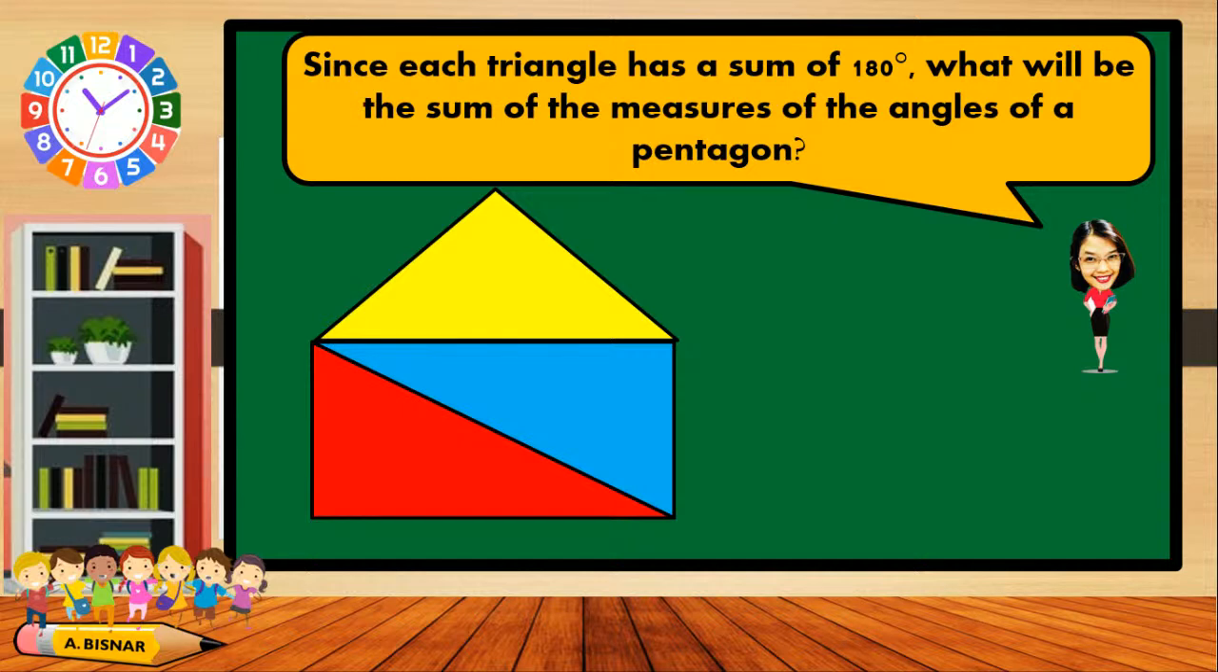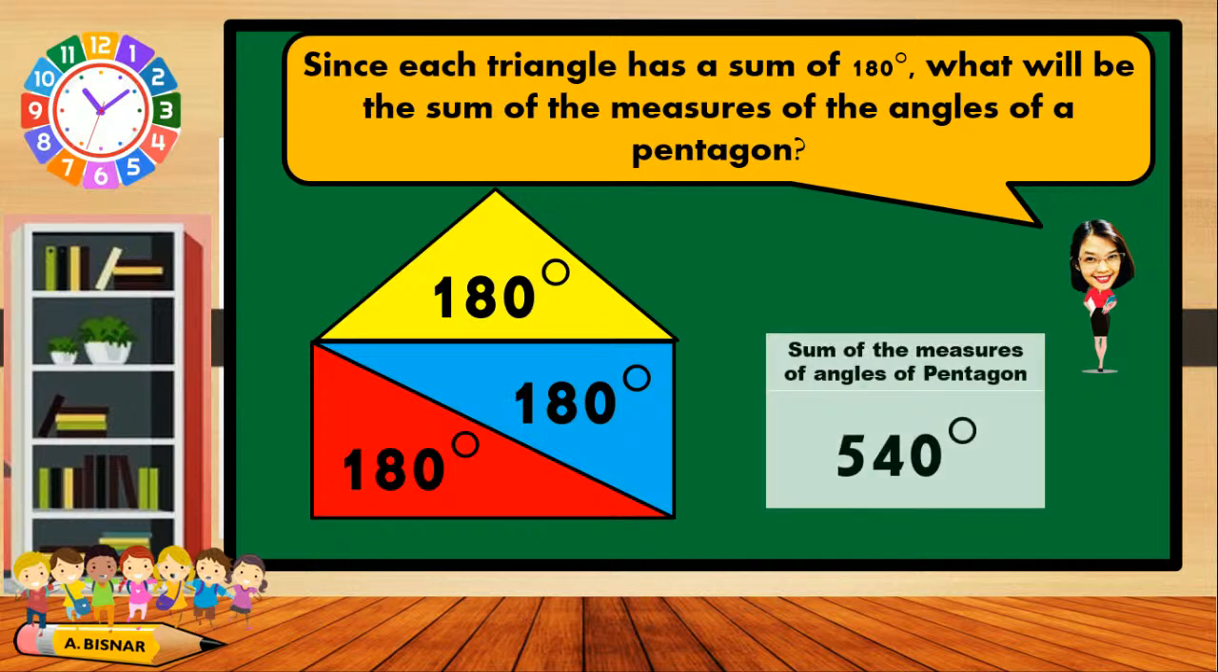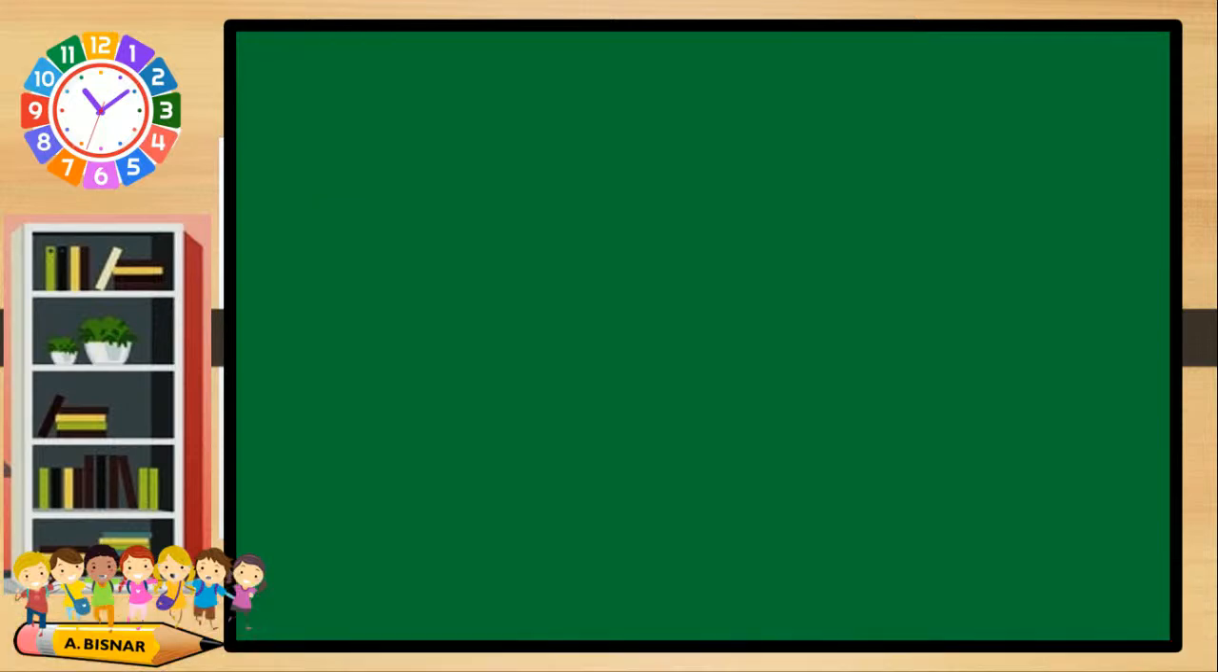That's correct, Tubal. 540. Why? Because each triangle, bawat triangle, ay may kabuuang measurements na 180. Since we've used 3 triangles to form a pentagon, then you'll just have to multiply 180 by 3. That's why we have 540 degrees. So the sum of the measures of angles of a pentagon is 540 degrees.